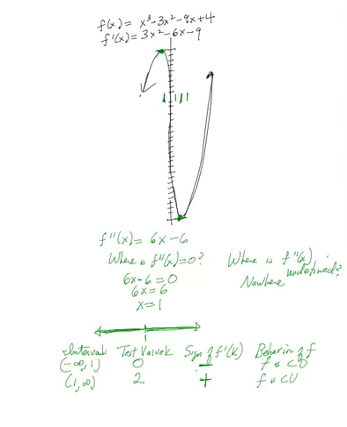So notice a point of inflection is where concavity changes, and concavity is changing here where these 2 intervals coincide. So concavity changes from concave down to concave up at x equal 1. So 1, f of 1 is a point of inflection.